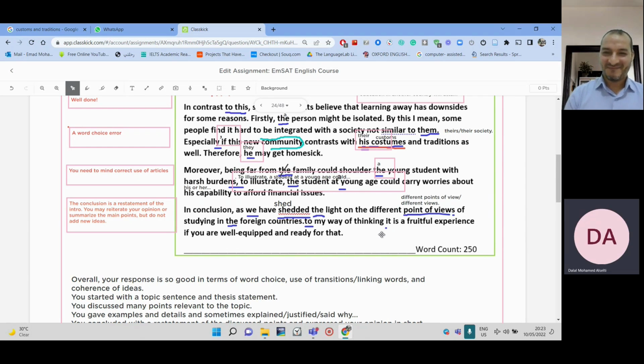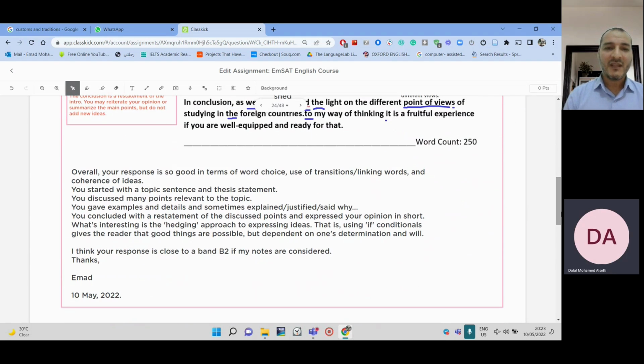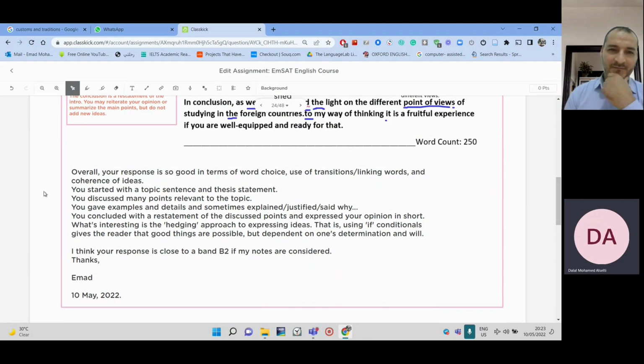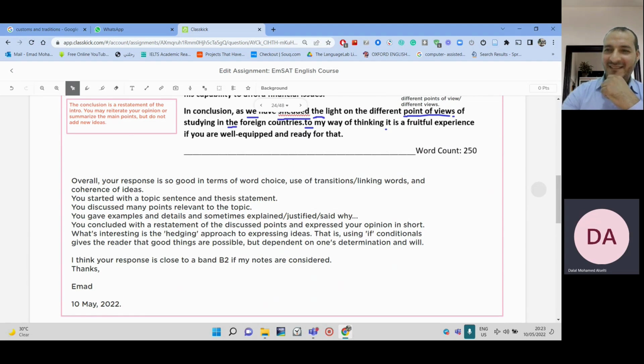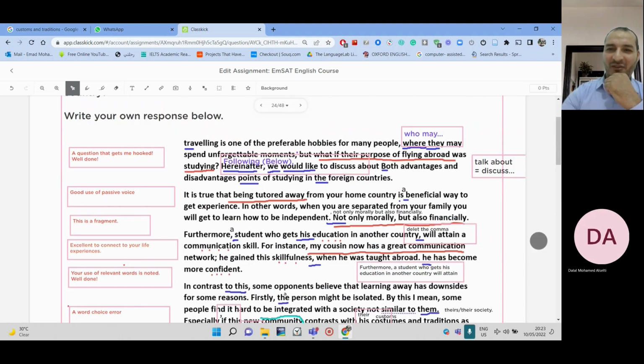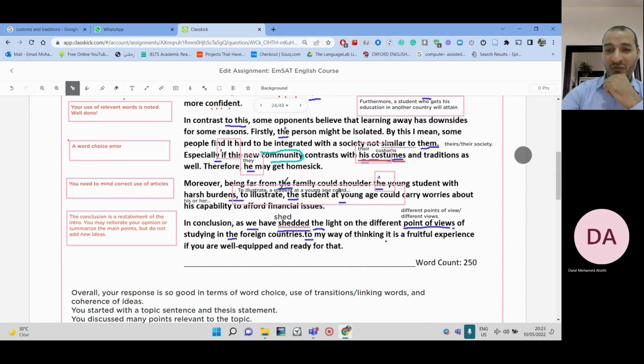Is it good? Yeah, of course. Honestly, I used "fruitful" here. I really get benefits here, a deep insight into your writing. Now I think next time your writing will be much more improved.